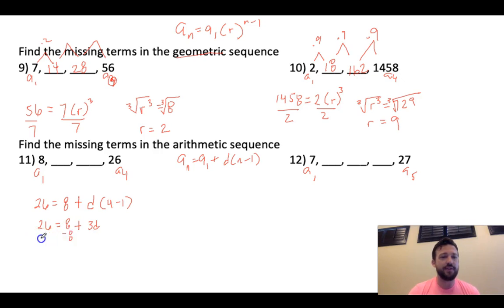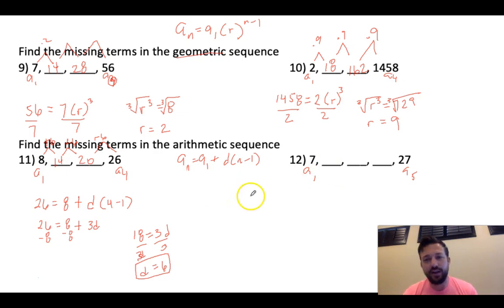So subtract 8 first. That's going to leave me with 26 minus 8, which is 18, equals 3d. Divide by 3, and we're going to get an answer of d equals 6, right? So my difference is 6. So I can just add 6. Let's see if this works out. 8 plus 6 is going to be 14. 14 plus 6 is going to be 20. 20 plus 6 is going to be 26. So it worked out. Cool?